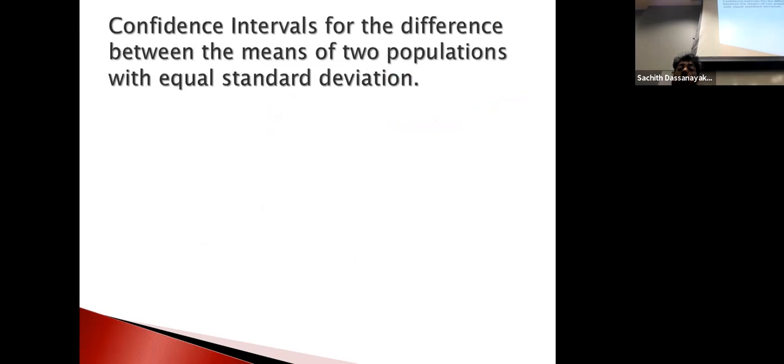Right. Now we are moving to confidence intervals. Okay, we don't need to talk too much, but I just need to give you a brief idea about how we calculate confidence intervals in this two population situation.